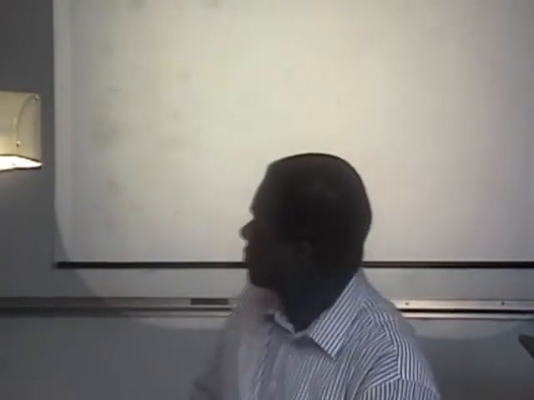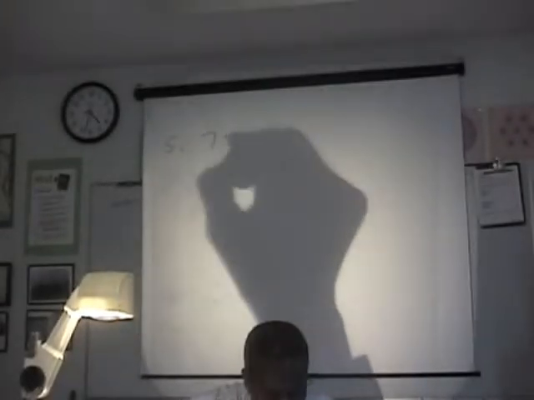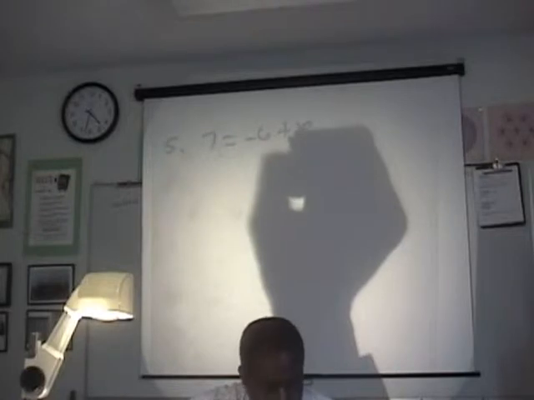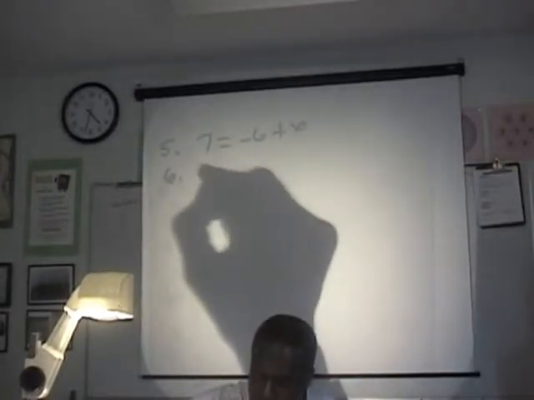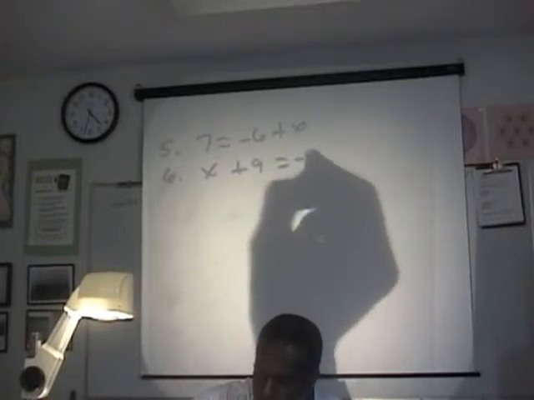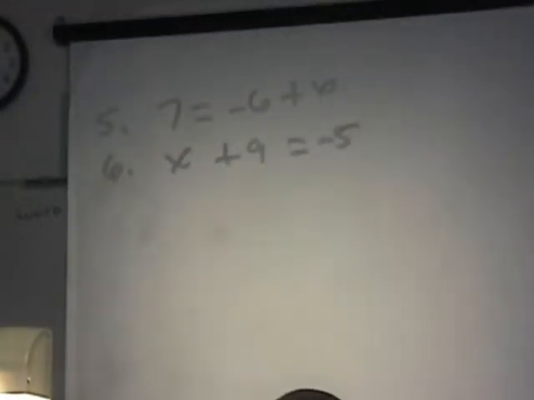Okay, what's the next problem? Look at number 5. How's that look? That look better? Number 5, you should have 7 equals negative 6 plus x. Let's go to number 6. You should have x plus 9 equals negative 5. Let's slow down. Am I going too fast? Okay. Give everybody a little time to catch up here.